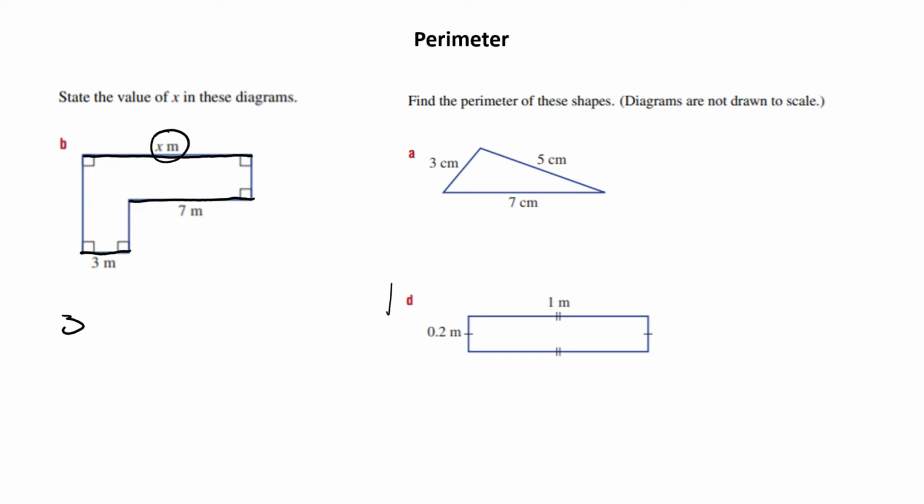So if I go x equals 7 meters plus 3 meters, it's going to be equal to 10 meters. Okay, so that's that same distance. That's what we mean for that example.